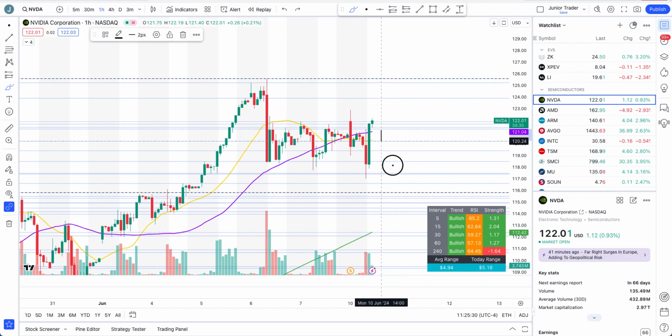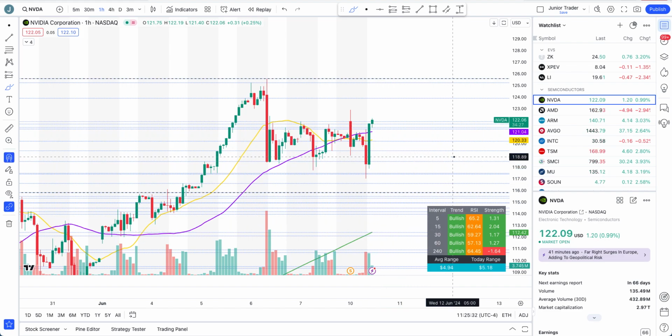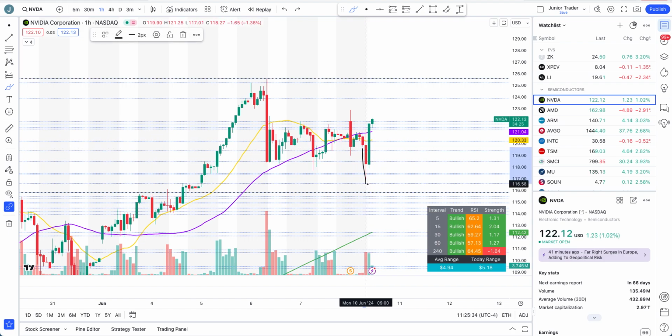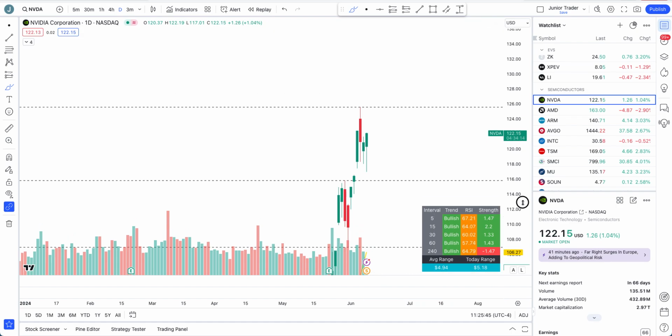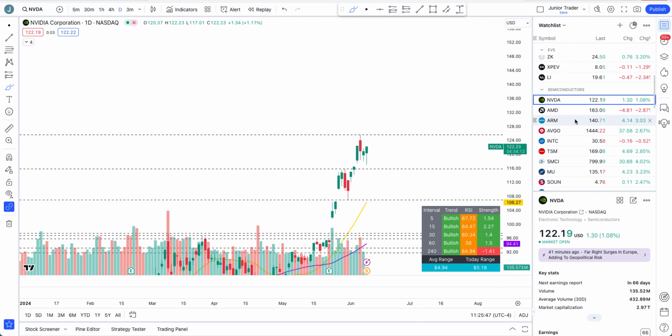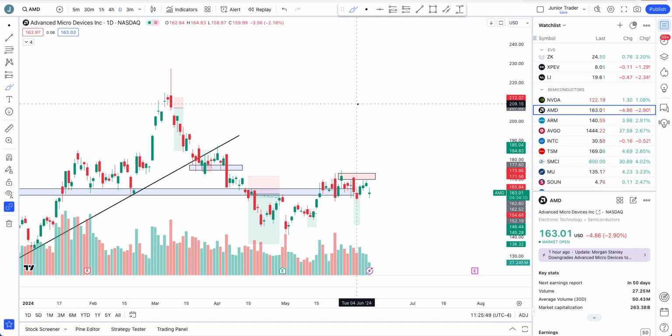It may go through choppiness, but as long as structure is bullish, you can wait for the pullback, just as I have been saying, and just buy into the pullbacks and ride the wave higher intraday as well. So that's Nvidia. And now let's take a look at AMD real quick.